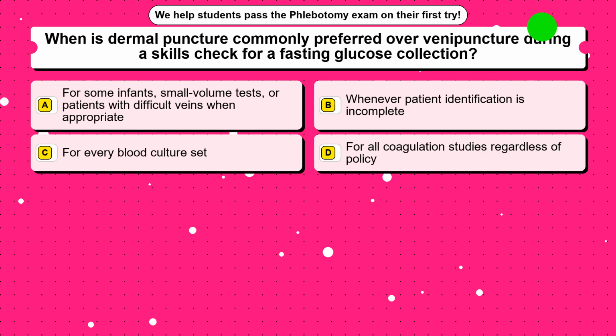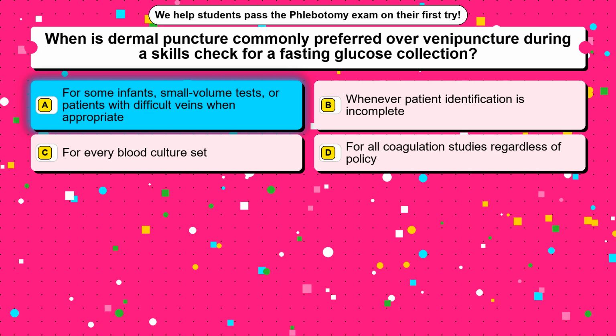Question 55. When is dermal puncture commonly preferred over venipuncture during a skills check for a fasting glucose collection? Option A. For some infants, small volume tests, or patients with difficult veins when appropriate. Option B. Whenever patient identification is incomplete. Option C. For every blood culture set. Option D. For all coagulation studies regardless of policy.